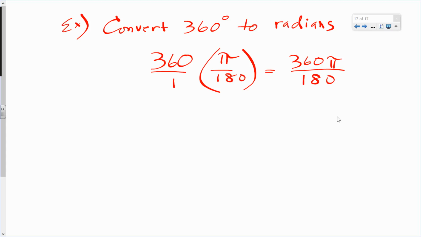Can I simplify that fraction? What goes into each, Miss Perez? Right. 180 goes into 180 once, and into 360 twice. So it's really 2 pi. 2 pi radians.